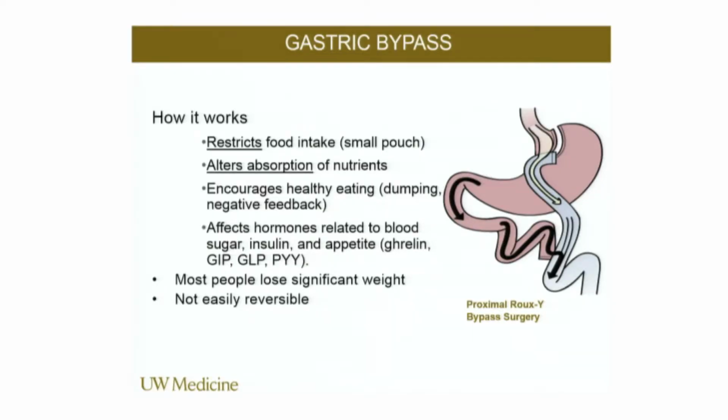Again, it works in 2 different ways. It restricts and alters absorption. It encourages healthy eating with the dumping syndrome, and clearly affects hormones related to blood sugar, insulin, and appetite, like we've discussed earlier today. Most people will lose a significant amount of weight with this operation fairly rapidly also, and by all means, we really counsel people and say this is essentially a permanent operation. Theoretically, it could be reversed, but that's something that's extraordinarily rare.